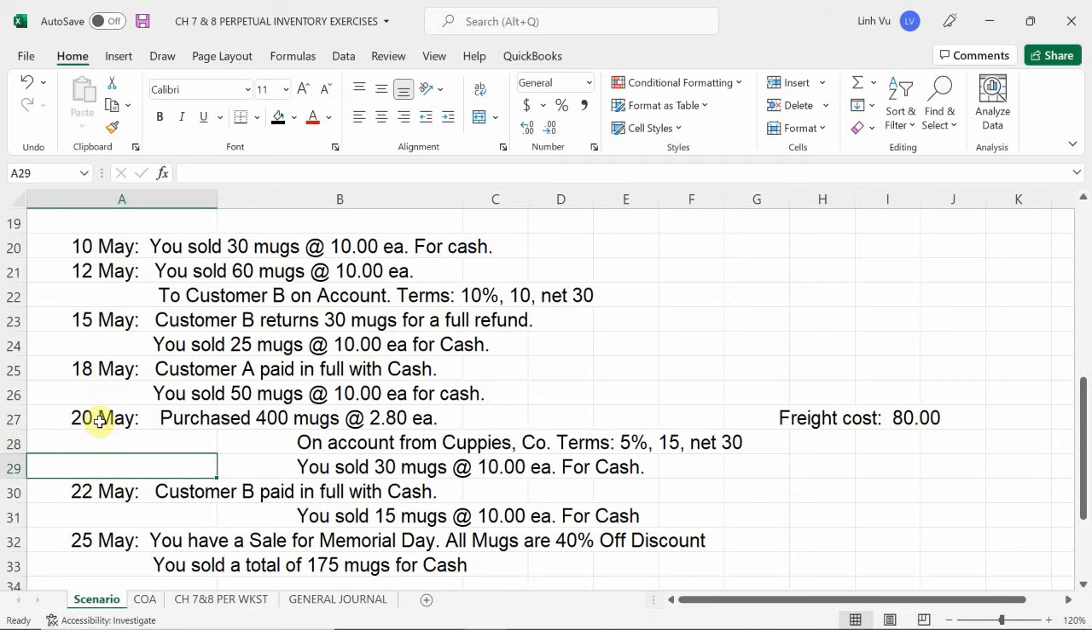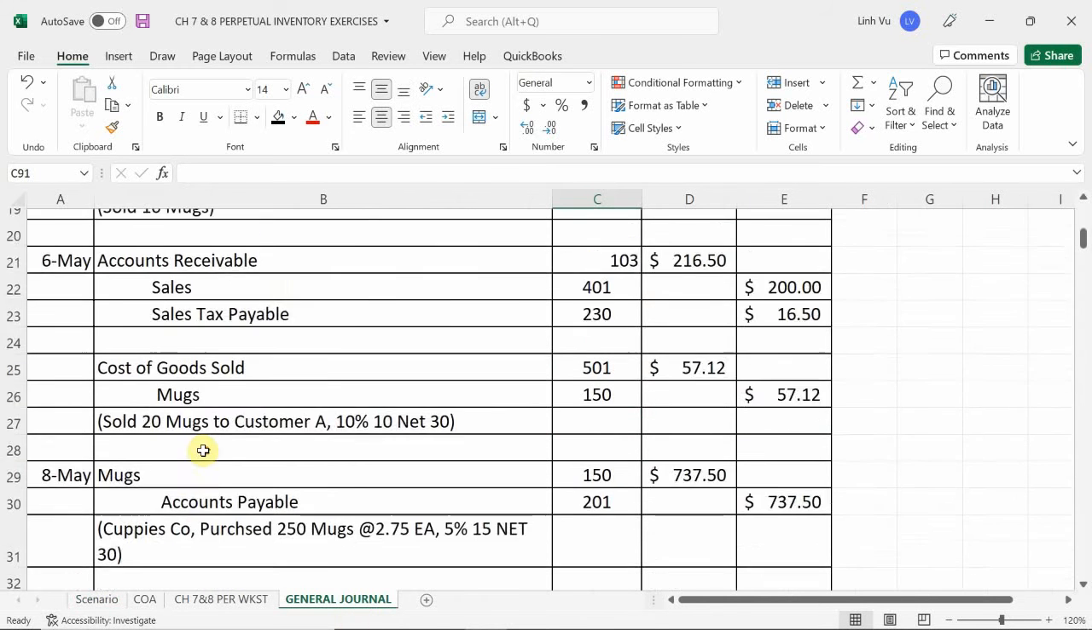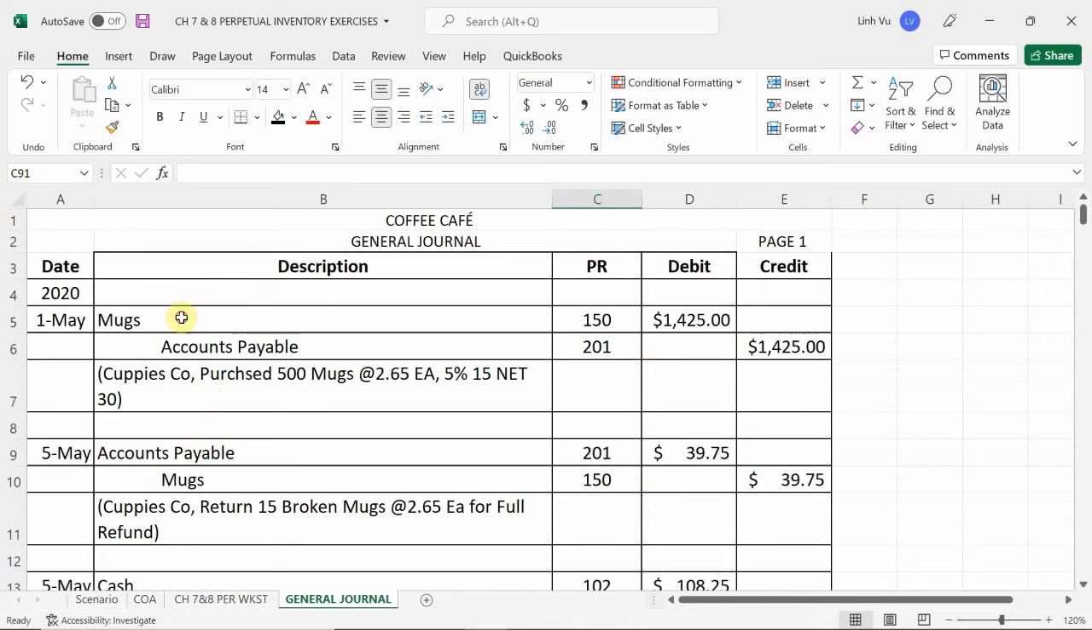On May 20th, we make another purchase of 400 mugs at $2.80 each with a freight of $80, on account from Cuppies Co., with terms of 5/15, net 30. In this case, we've already journalized this type of transaction once before. We made a purchase of inventory on account for 400 units at $2.80 each. So I'm going to go ahead and use this one right here.